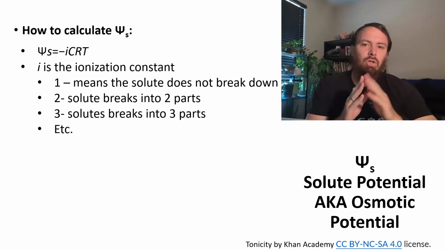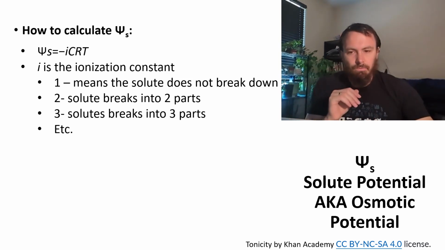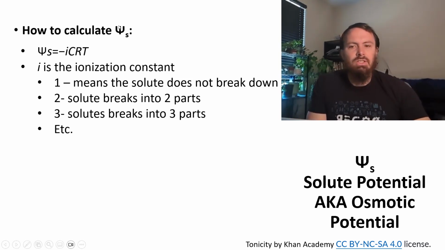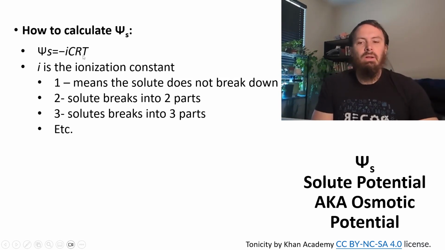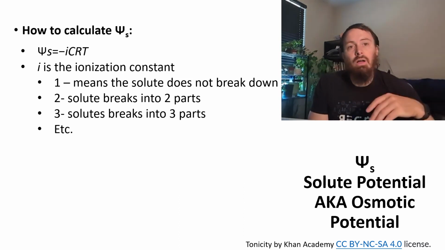Now, there's a calculation for calculating solute potential. That's because you often are given the molarity of the solutes in the cell and not the actual solute potential. So to calculate solute potential, which is the symbol here, you use this formula: negative I times C times R times T. Now, it's not a very complicated formula, but you do need to know how to use it. And on exams and quizzes, I will give you the equation.